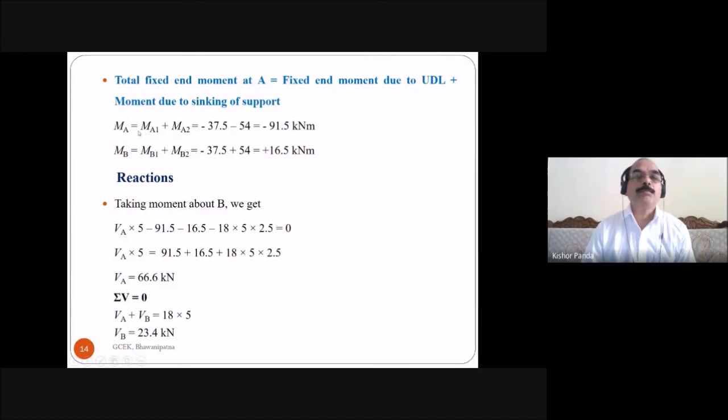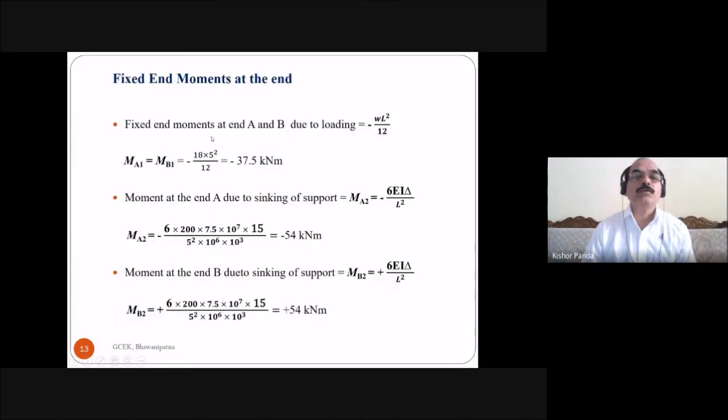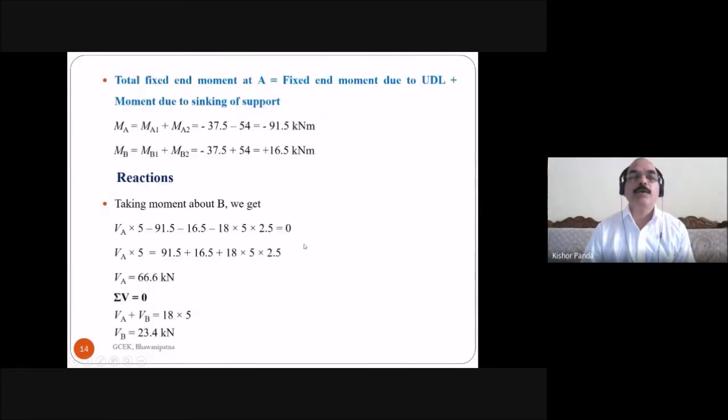So MA is equal to MA1 plus MA2. Due to UDL you get minus 37.5, and due to sinking of support you get minus 54. So minus 37.5 minus 54 is equal to minus 91.5 kilonewton meter.